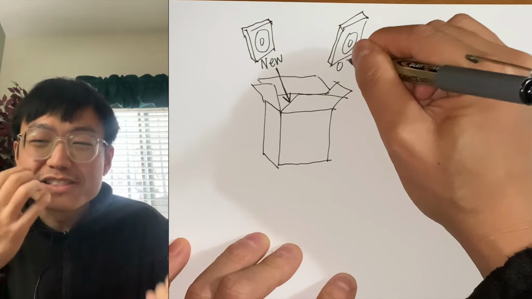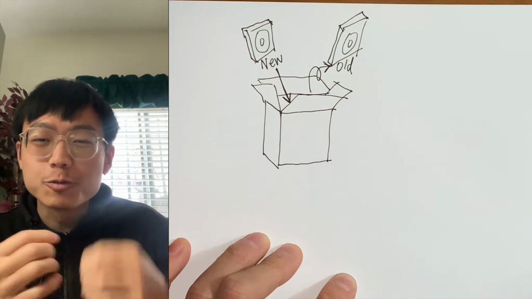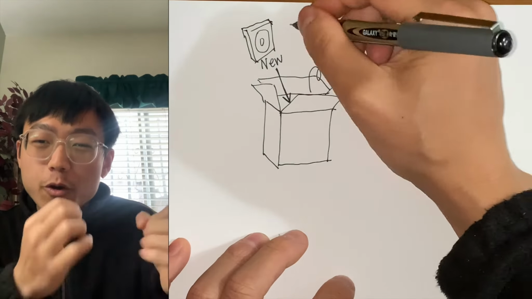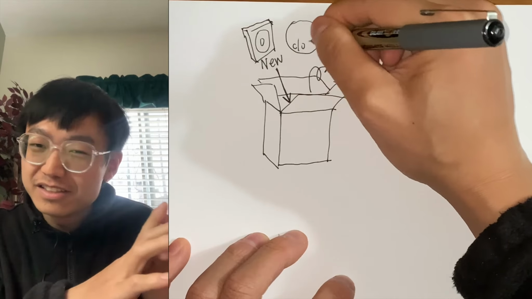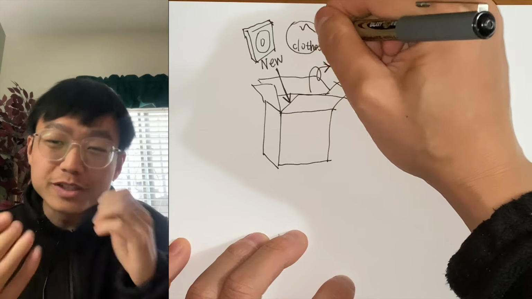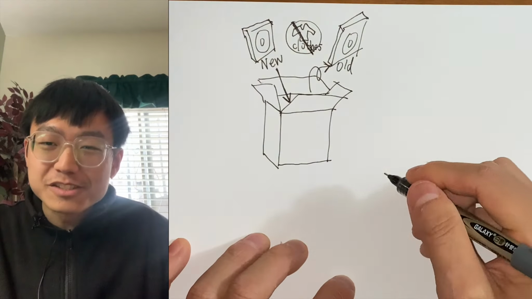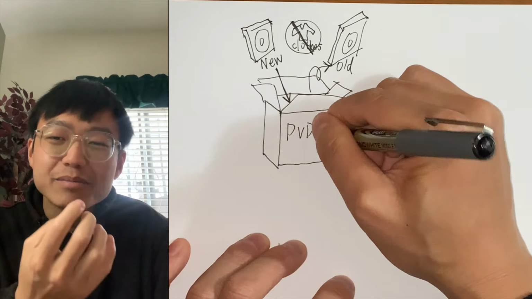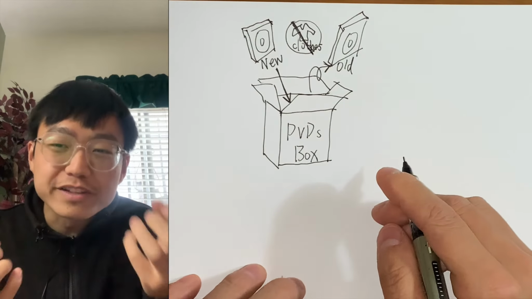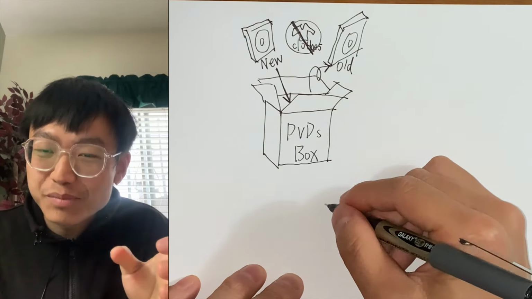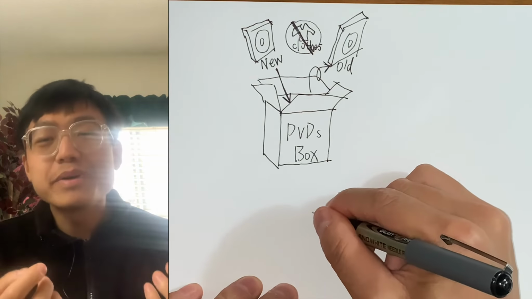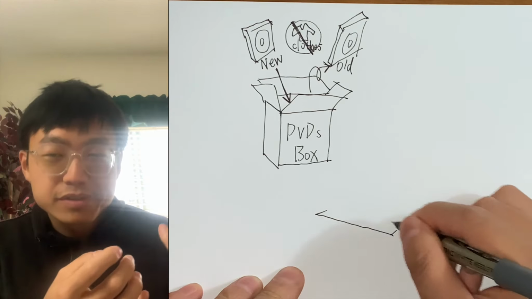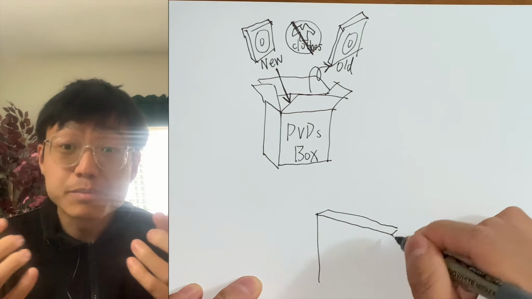An important consideration for this box would be that you would only place DVDs in it and nothing else. You wouldn't place your clothes in it. For example, the box would contain multiple items, but all of them would be of the same type. In this case, the type is DVD. Items of the same type share properties.